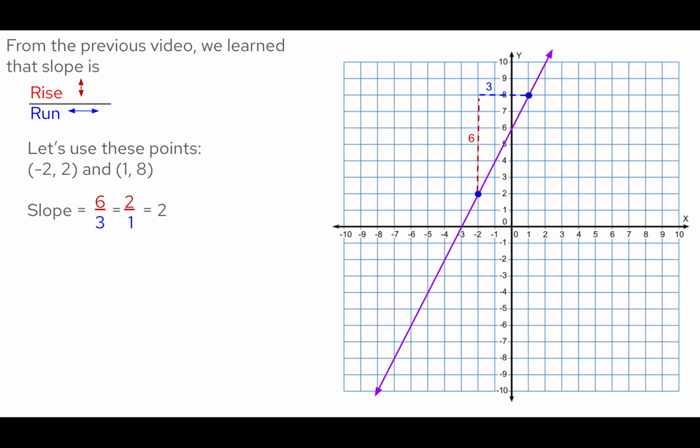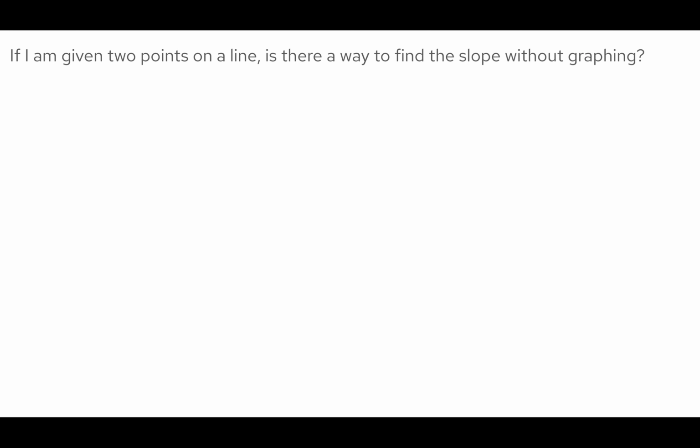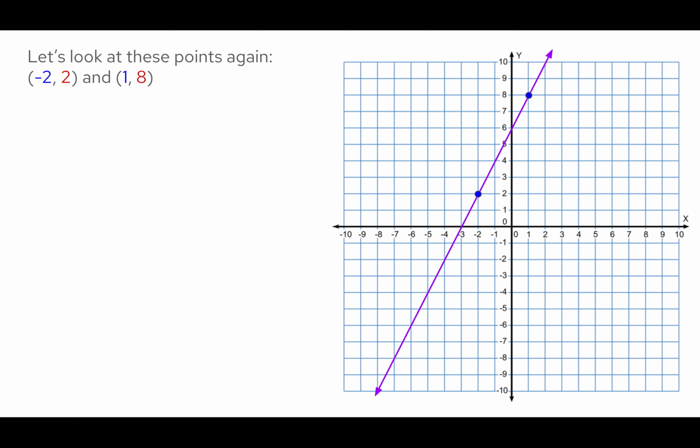So from the previous video, the one where there's the QR code, we learned that slope is rise over run. And we used the points negative 2, 2 and 1, 8 to figure out the slope. And we said that the slope was 6 over 3, because we went up 6 and to the right 3, so the slope was 2. So we also could go down 6 and to the left 3, which is also 2. But if I'm given 2 points on a line, is there a way to find the slope without graphing it?